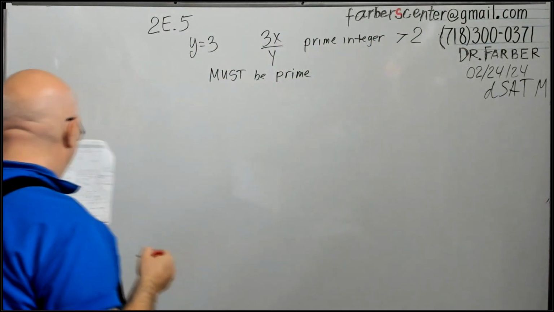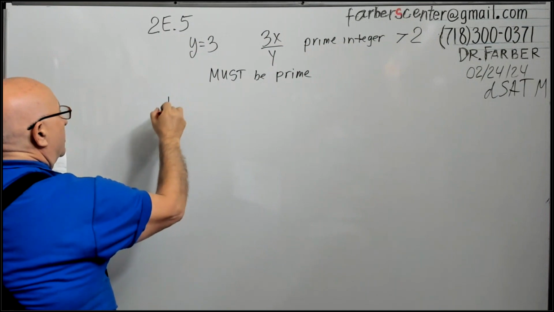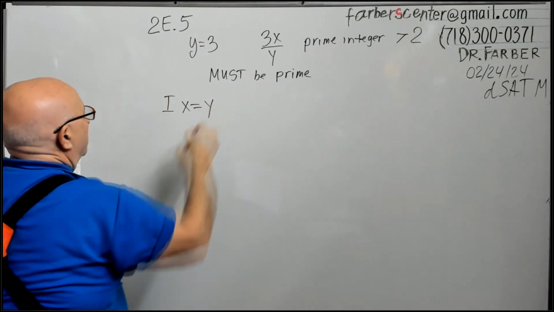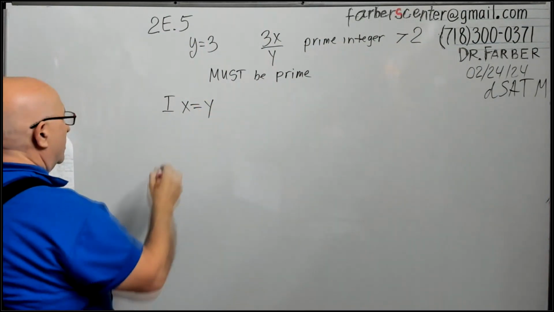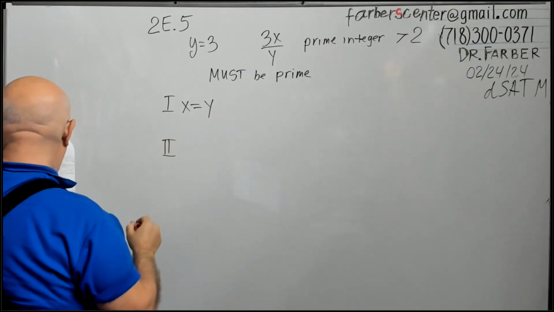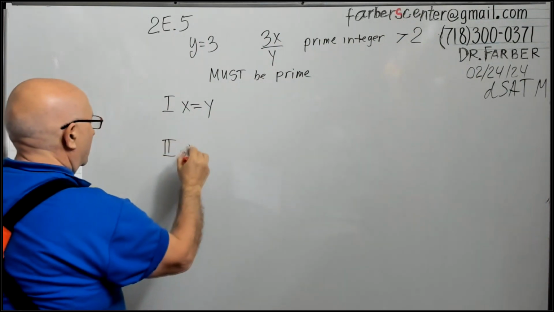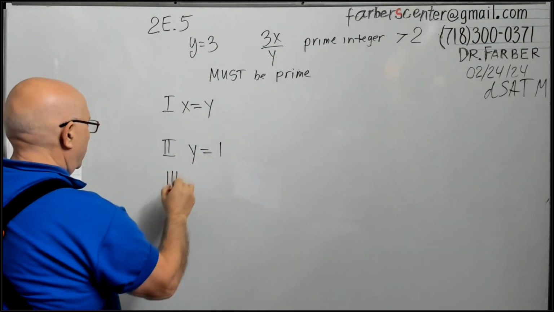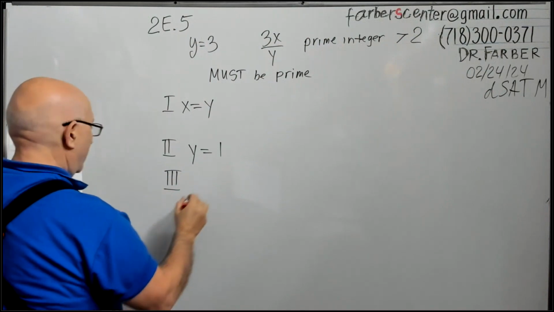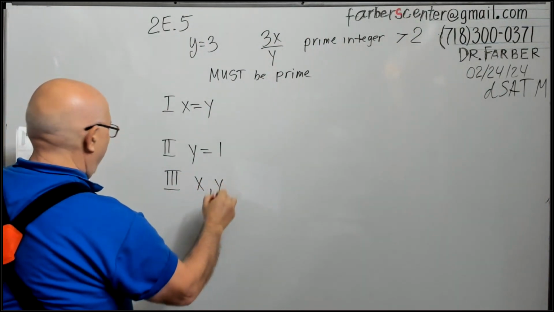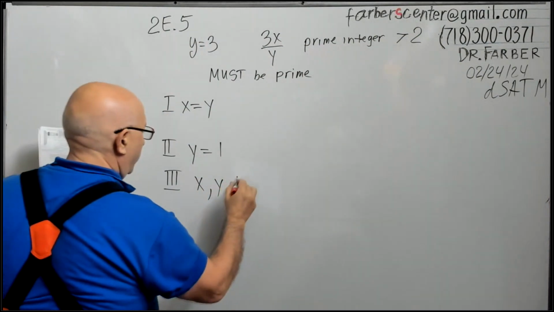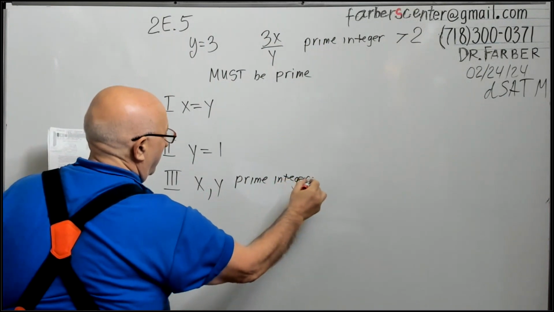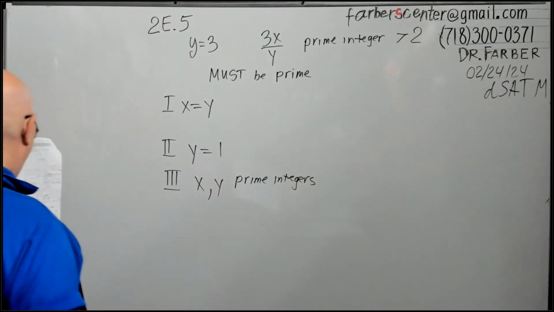And what do we have in the multiple choice? From enumeration 1, x equals y. From enumeration 2, y equals 1. From enumeration 3, x and y are prime integers.